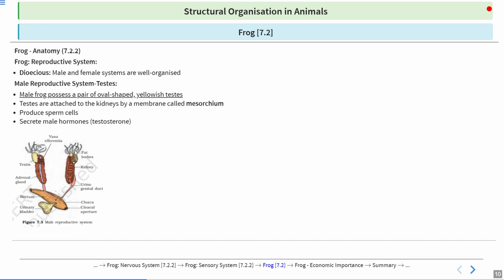Now, the question may arise here, what is the function of these fat bodies? Fat bodies are there to prepare for adverse conditions, that is the summer and winter season. Those seasons are not suitable for the frogs. So these fats are there for their survival. They can use this fat for energy purposes, right? Okay.